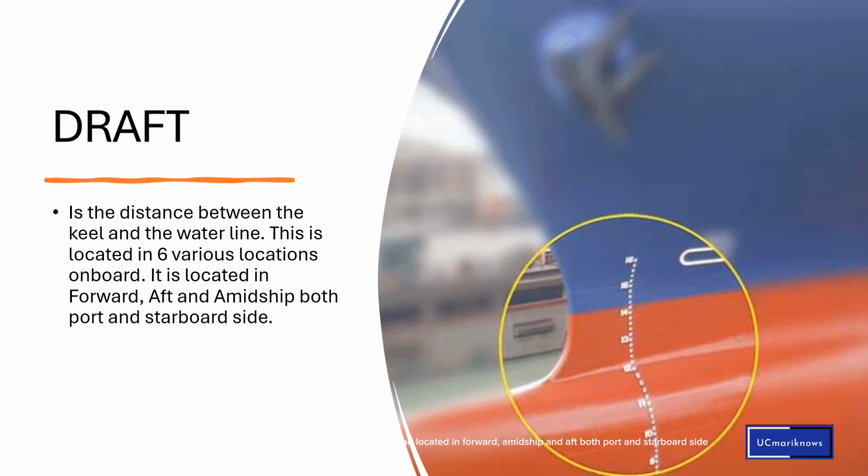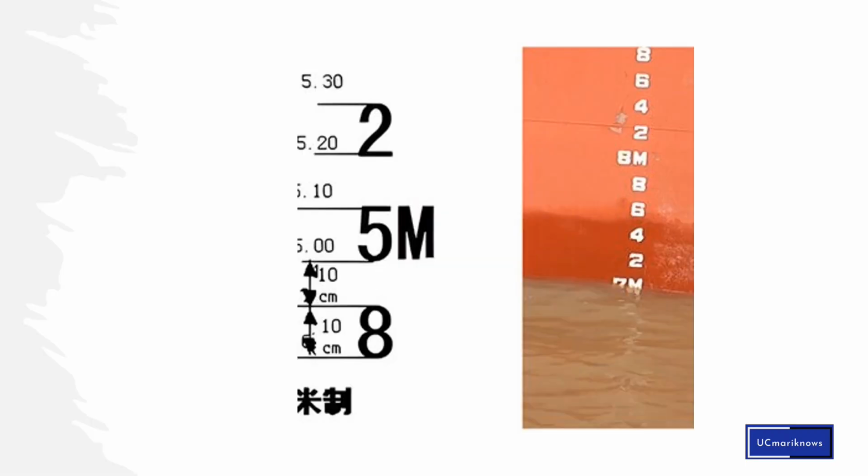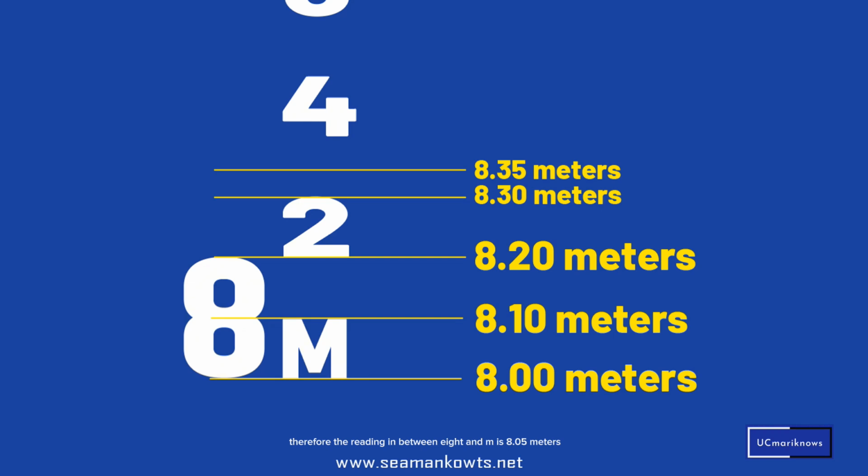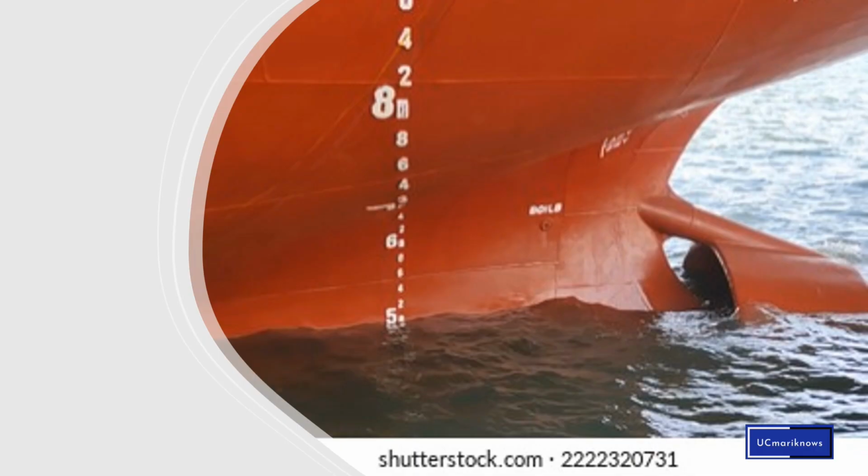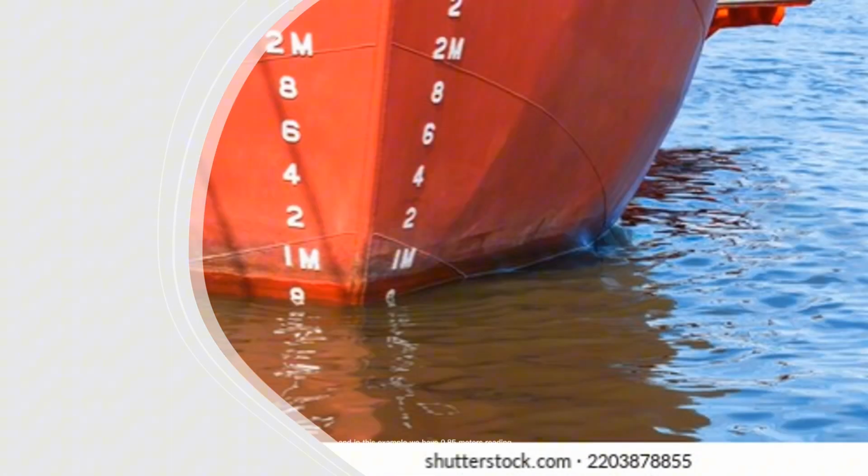Draft is the distance between the keel and the waterline and is located forward, amidship and aft, on both port and starboard sides. Draft markings, usually in meters, have 10 centimeter length intervals. Therefore, the reading in between 8 and M is 8.05 meters. The reading between M and 2 is 8.15 meters. In this picture, we have a 5.00 meters reading. And in this example, we have a 0.85 meters reading.